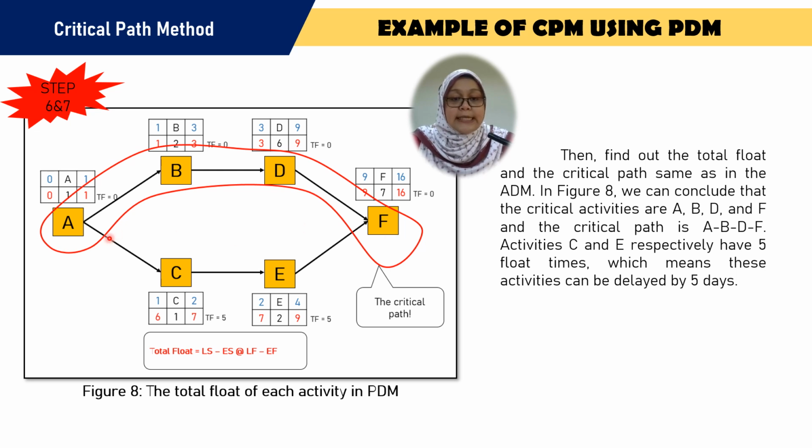While at activity C, the slack time or the total float is 5, which means it can be delayed by 5 days, and for activity E, the total float is also 5. So both of these can be delayed by 5 days.